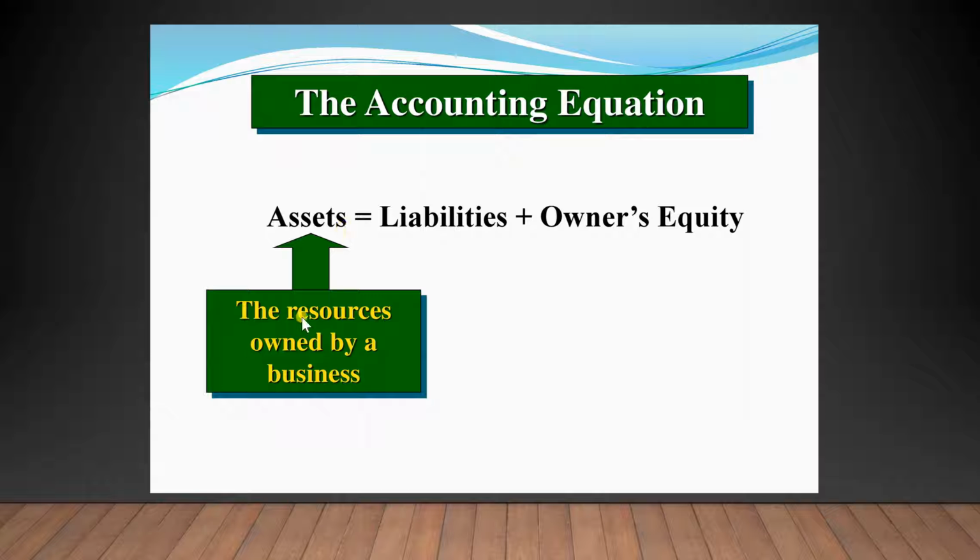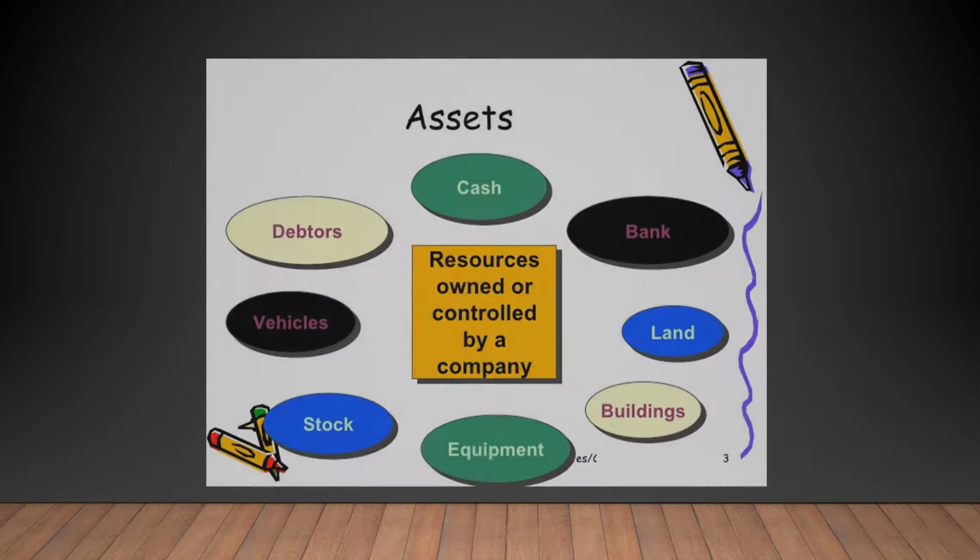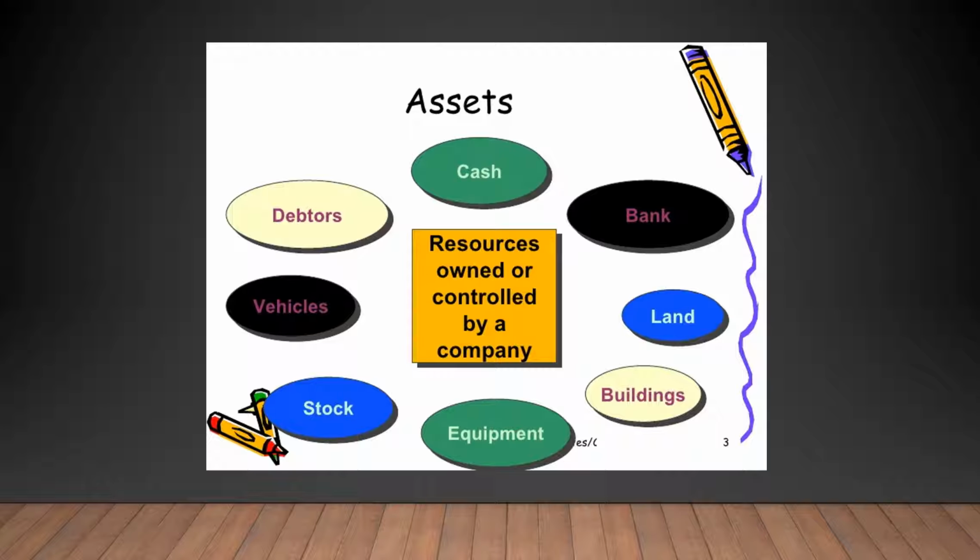So assets are the resources owned by a business, okay? Owned is a keyword, owned by a business. So assets equal to liabilities plus owner equity. So these are examples of assets, okay? We can have cash, bank, land, building, equipment, stock, vehicles, and debtors, okay? We have already talked about debtors, so I'm not going to explain again.